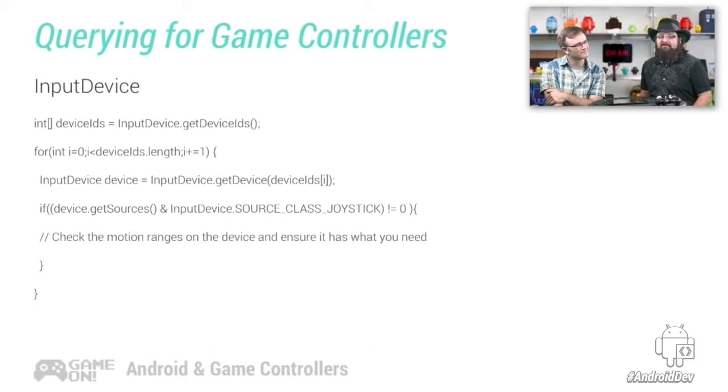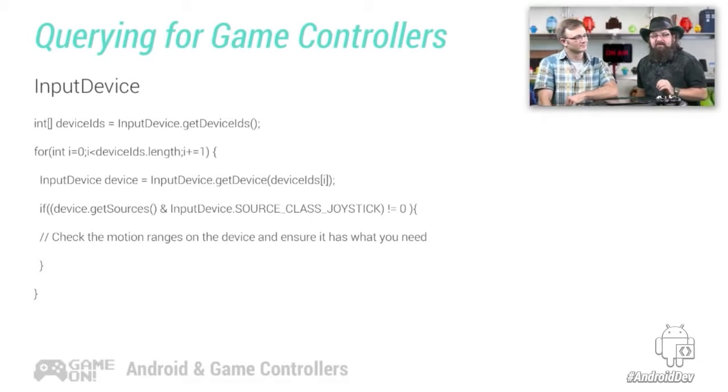So let's talk about querying for game controllers. This might be a little small on the screen. I say that because even I'm having trouble reading this slide now, but I'll cover the basics here. What you want to do is take the input device class and basically say, get all device IDs, and you'll get back an integer array of all the devices that are currently connected to the Android system, whether they're virtual or real.